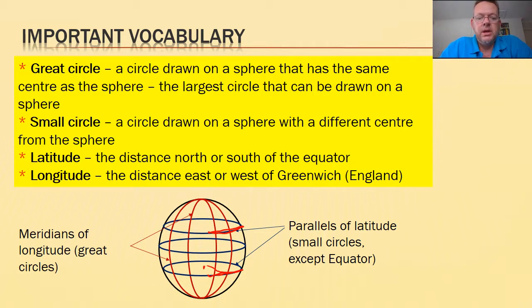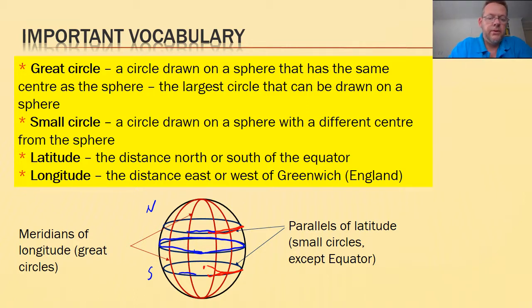Now a latitude is the distance north or south of the equator. So I mentioned before the equator was this circle here that goes around the center of the Earth, and north is above the equator and south is below the equator, and the lines that go across here are called latitudes. Now longitudes are the distance east or west of Greenwich in England, and that's it. Greenwich then is our prime meridian, or 0 degrees.